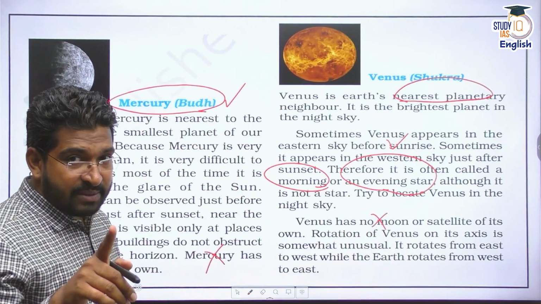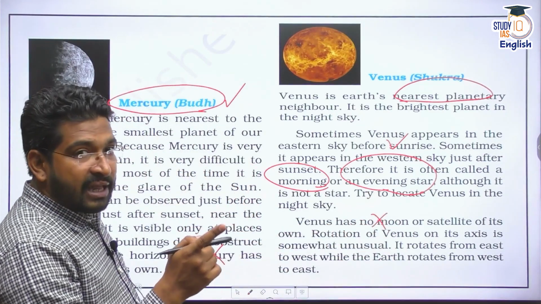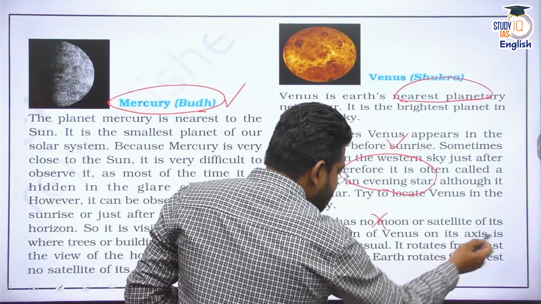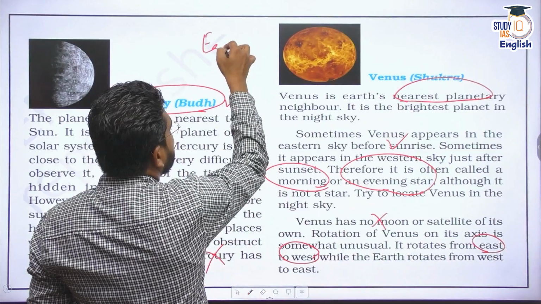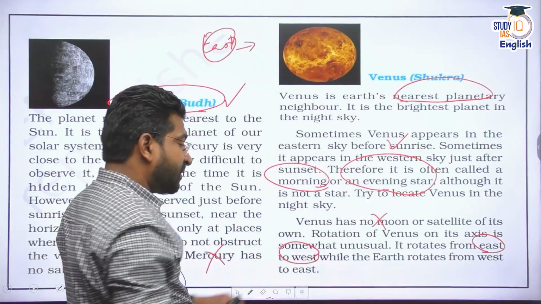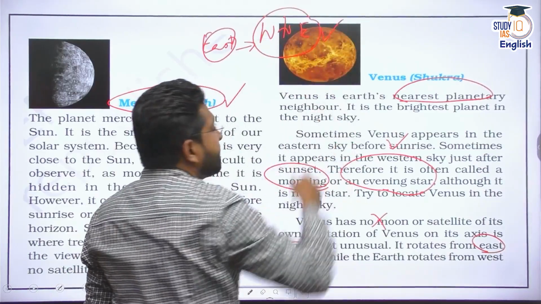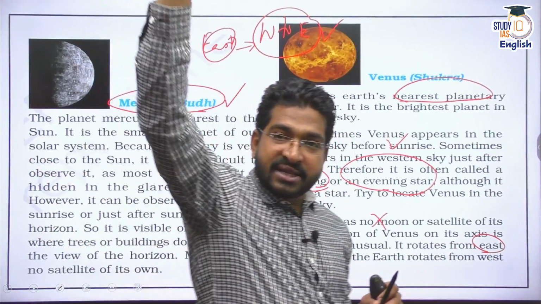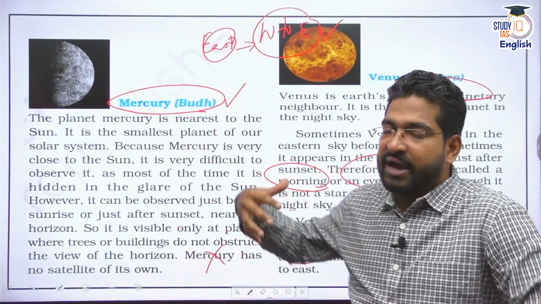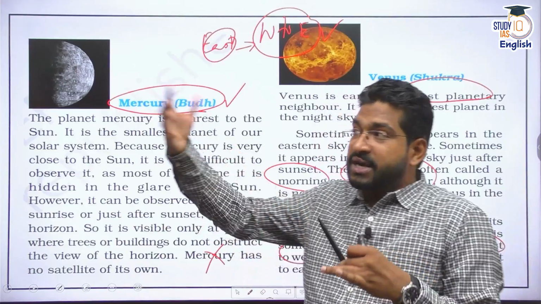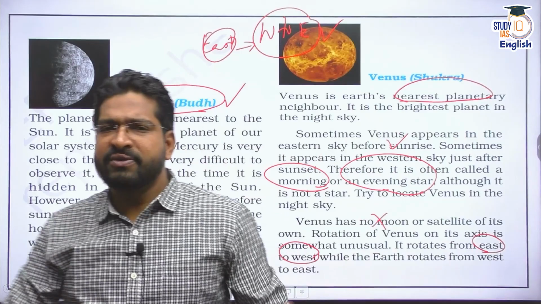And a very interesting thing about Venus is that its rotation on its own axis is unusual. It rotates from east to west. Remember, Earth rotates from west to east, right? And that is why we see that the sun rises in the east and sets in the west. But if I am on Venus, hypothetically, the sun would be rising in the west and setting in the east, whatever time period it has.